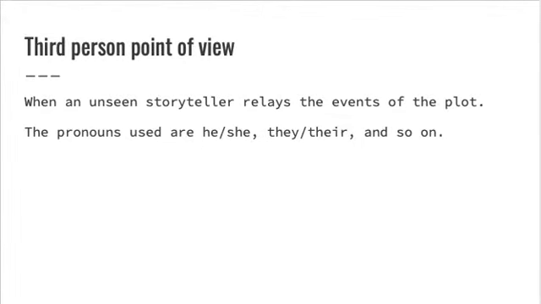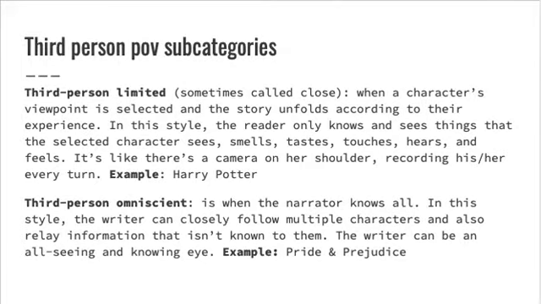Third-person point of view. When an unseen storyteller relays the events of the plot, the pronouns used are he, she, they, their, and so on. Third-person point of view subcategories. Third-person limited, sometimes called close. When a character's viewpoint is selected and the story unfolds according to their experience.